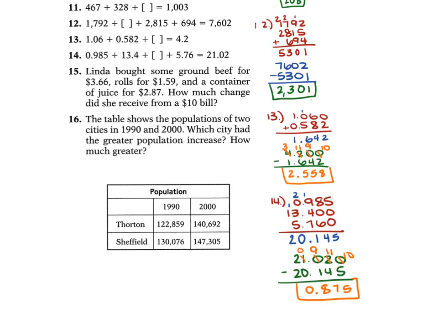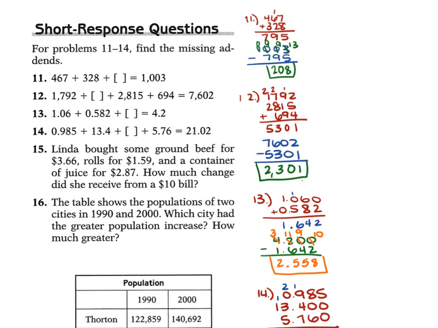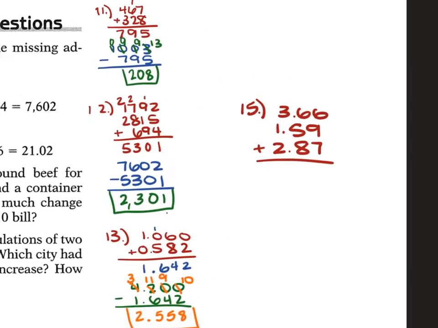For 15, it tells us that Linda bought some ground beef for $3.66, rolls for $1.59, and a container of juice for $2.87. How much change did she receive from a $10 bill? So for 15, we are just going to add up the 3.66, the 1.59, and the 2.87. I'm going to add them, and then I'm going to subtract that from $10.